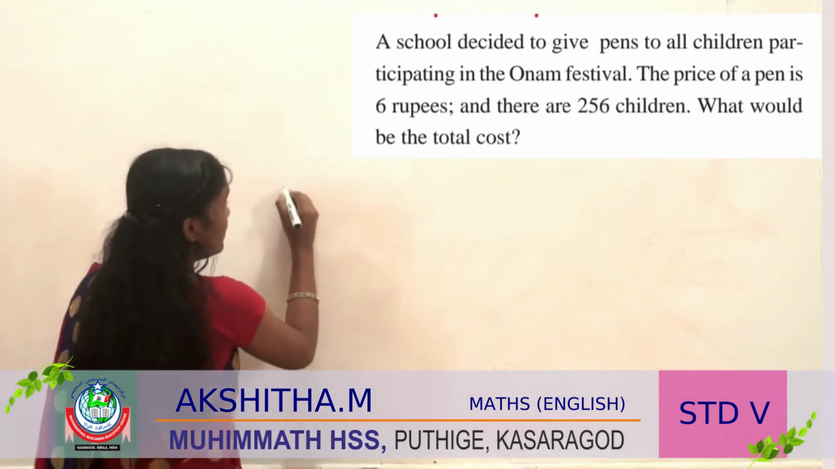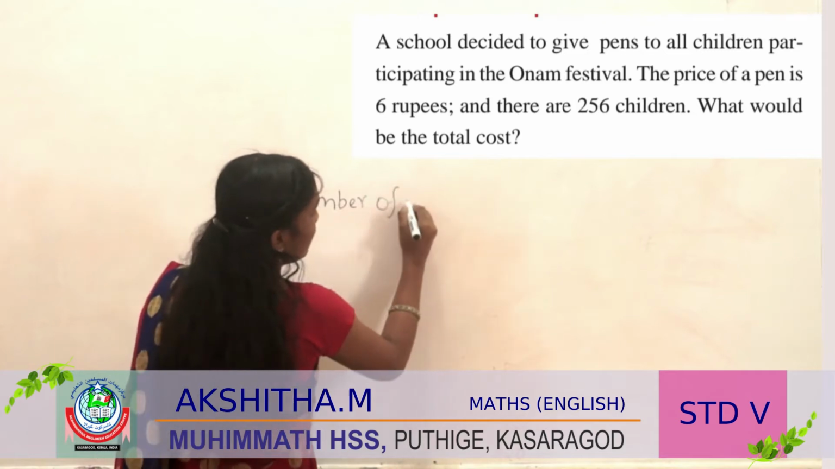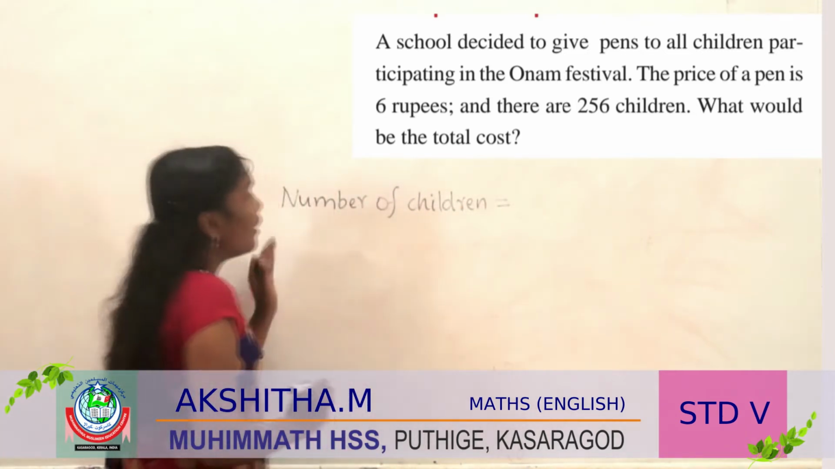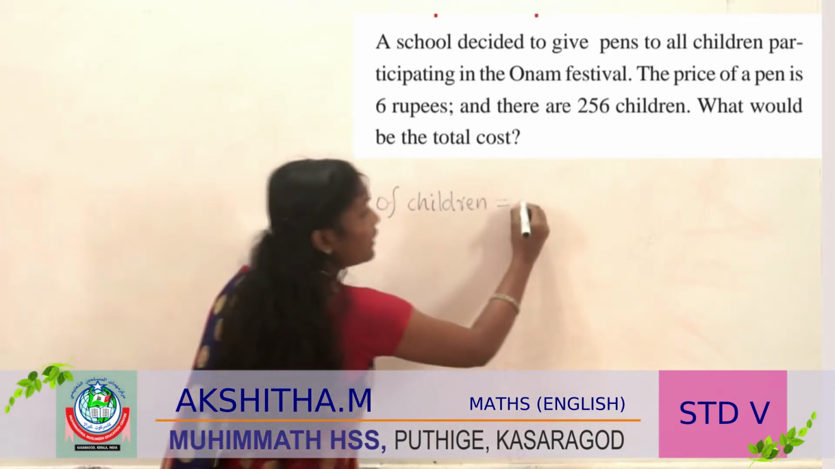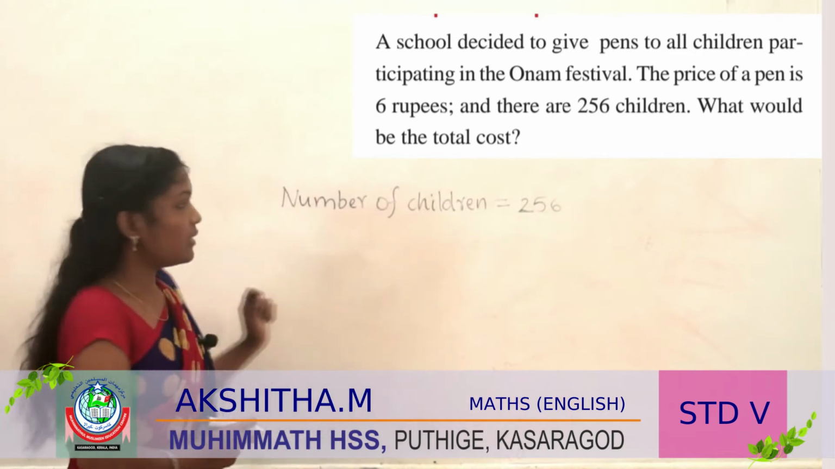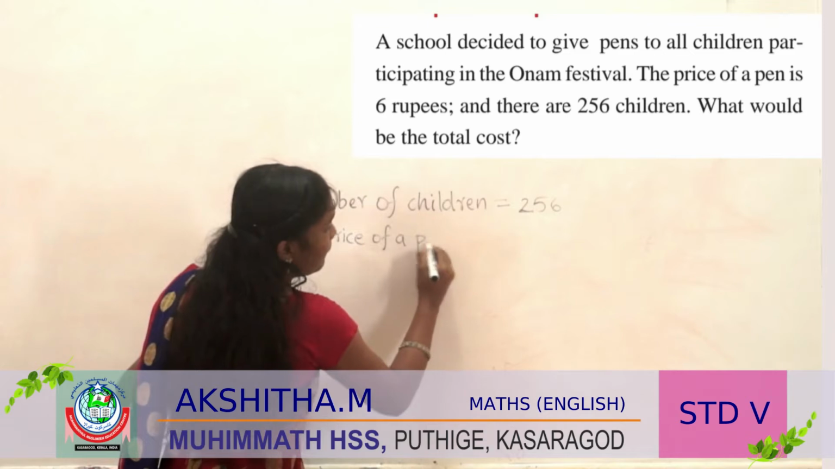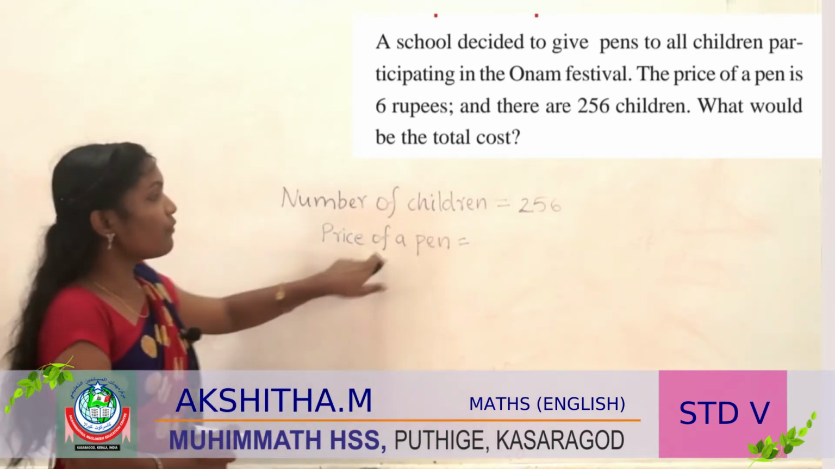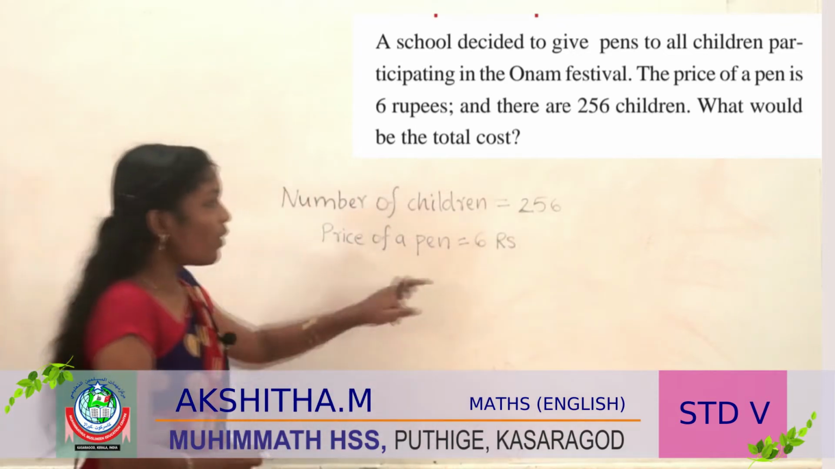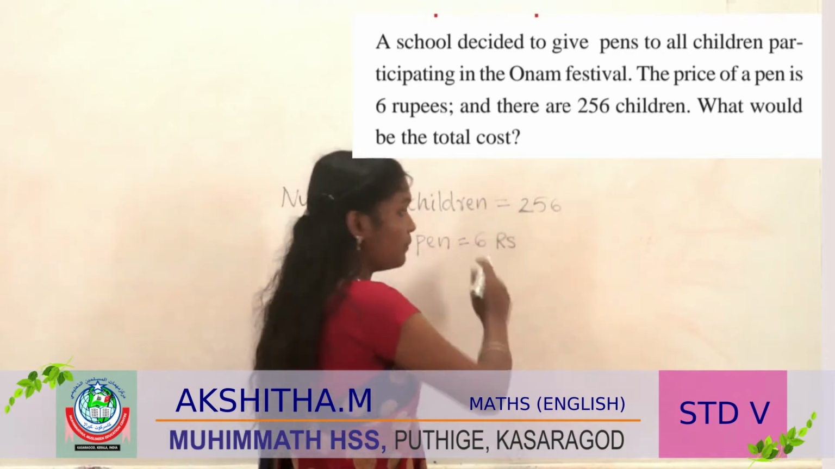Number of children is 256. Price of a pen is 6 rupees. So how can we calculate this? 6 times 256.